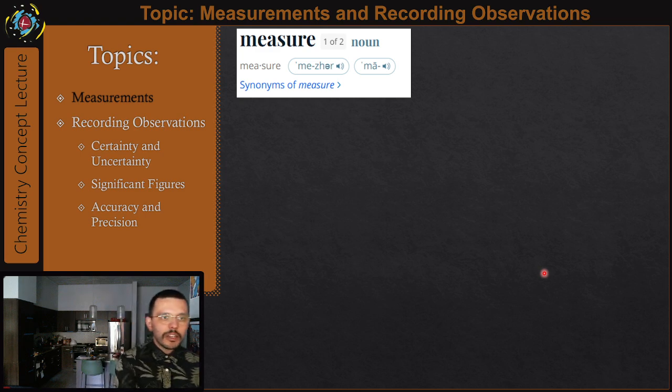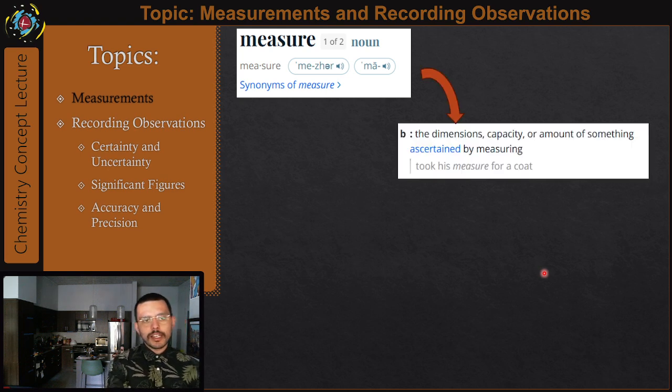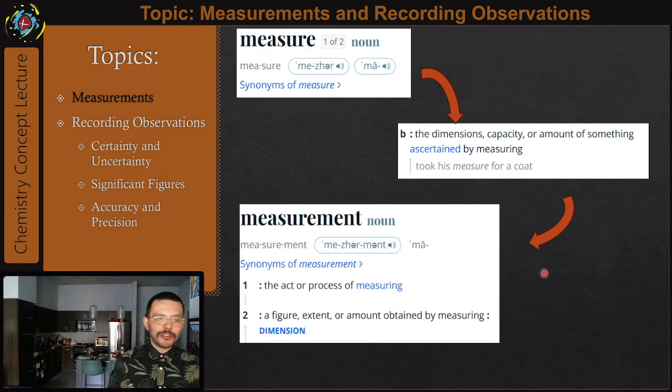So to start, I looked up on Merriam-Webster what the definition of measure was. When you look it up, it gives you a first definition about value, which is not what we're looking at, but the second one says the dimensions, capacity, or amount of something ascertained by measuring. Or when you click on measuring, it takes you to measurement, which tells you the act or process of measuring, or also a figure, extent, or amount obtained by measuring.